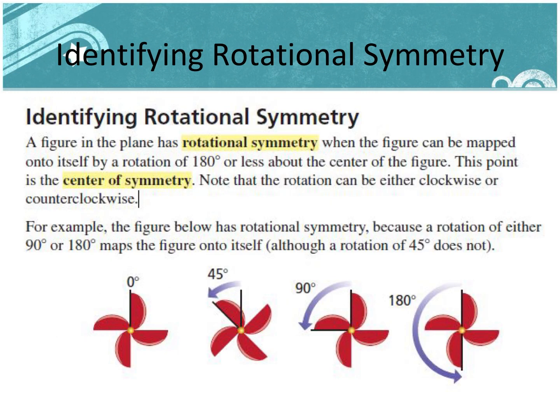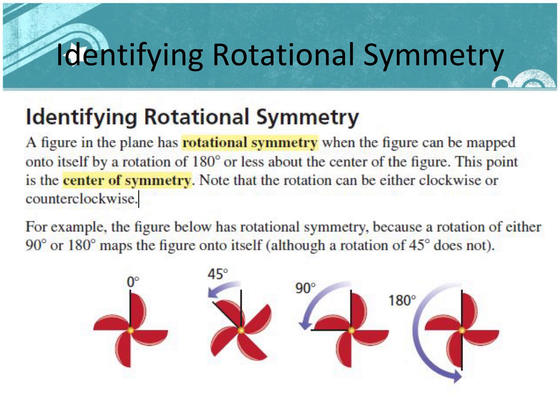Now, this is identifying rotational symmetry. I'm going to read it first, and then I'm going to explain it. Identifying rotational symmetry: a figure in a plane has rotational symmetry when the figure can be mapped onto itself by a rotation of 180 degrees or less about the center of the figure. This point is the center of symmetry.